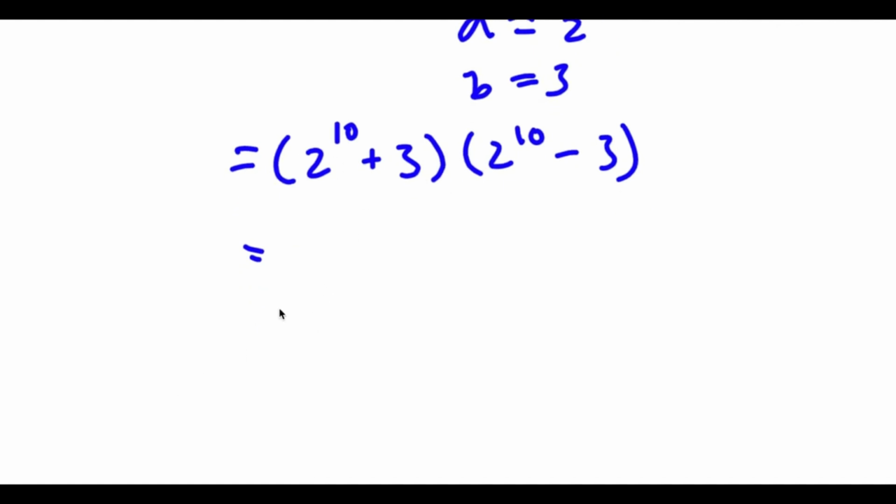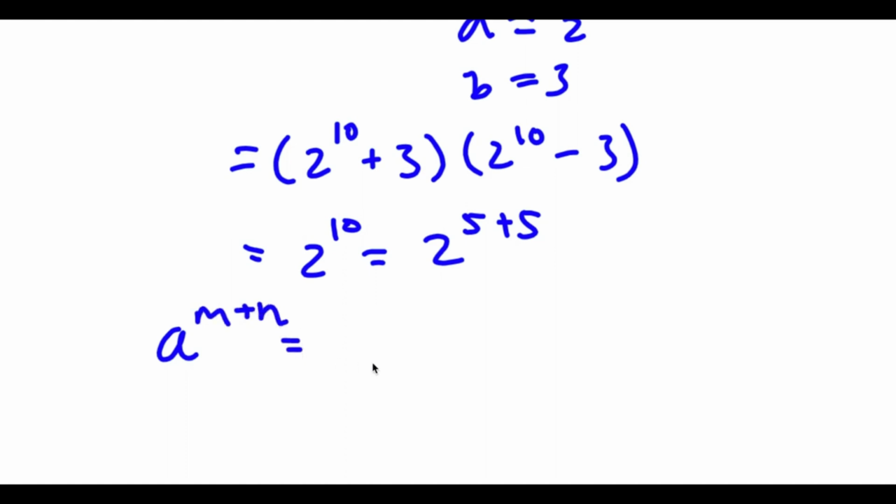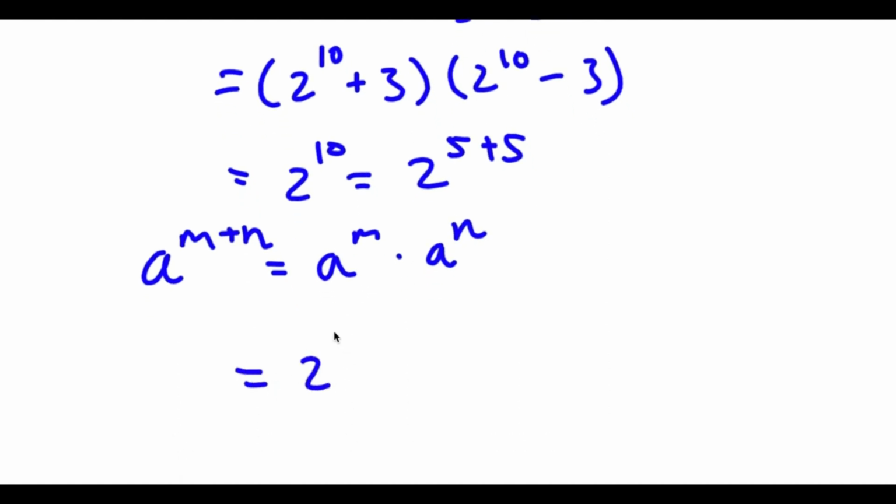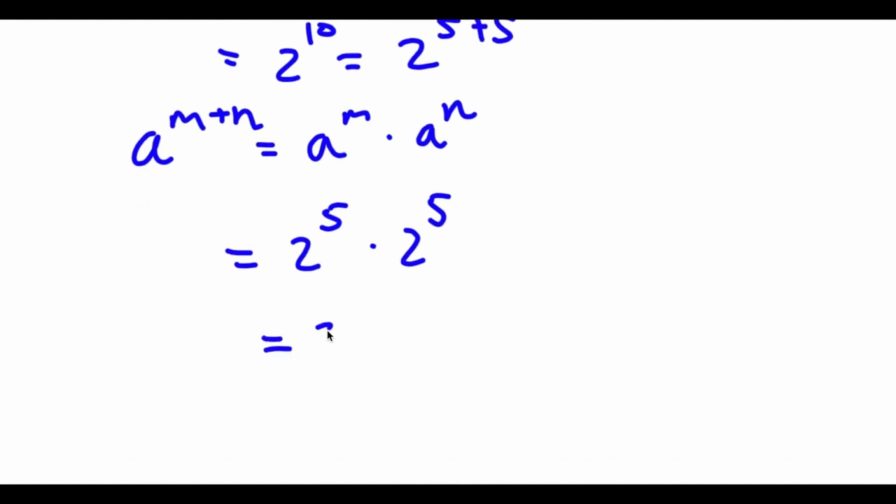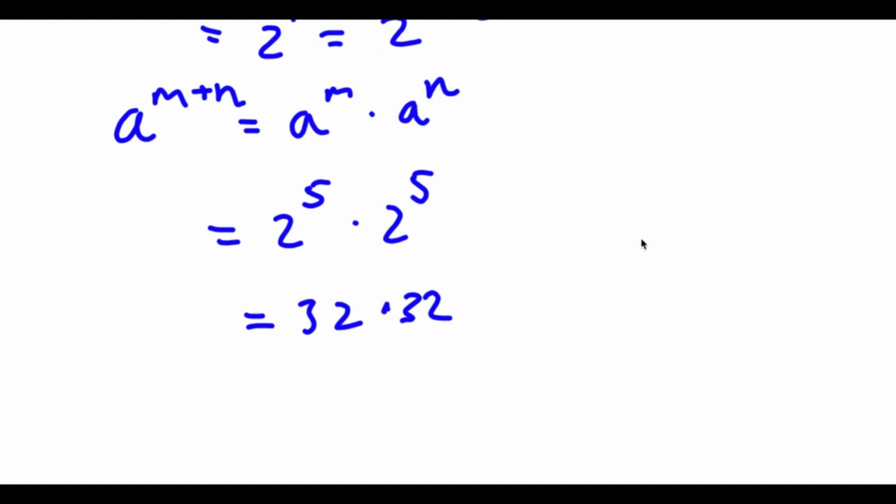Now 2 to the power of 10, let's first go ahead and solve this. This is the same thing as 2 to the power of 5 plus 5. And if I have something in the form a to the power of m plus n, this is equal to a to the power of m times a to the power of n. So 2 to the power of 5 plus 5, that's going to equal 2 to the power of 5 times 2 to the power of 5. Now 2 to the power of 5 is equal to 32, so I have 32 times 32. And I can actually go do this right here.